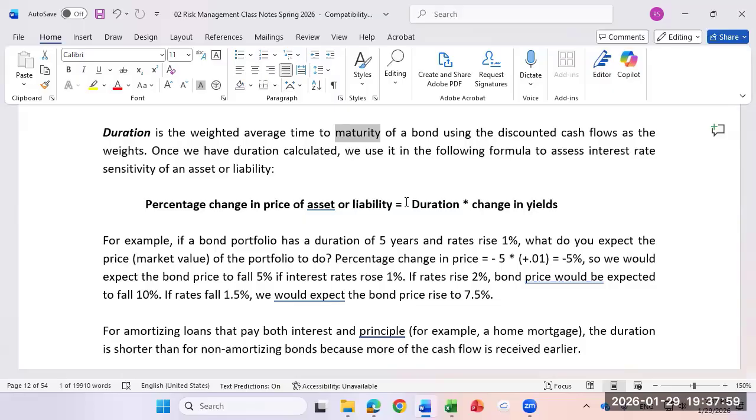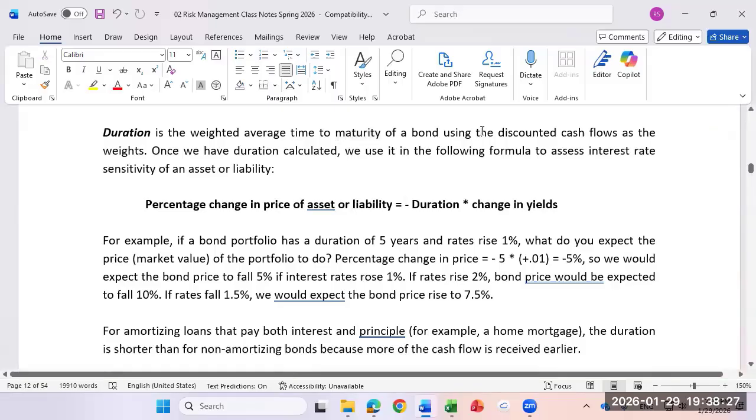Why are 30-year mortgages priced off of the 10-year Treasury? Because they have about the same duration. What about your auto loan? When you borrow money on an auto loan, you're paying interest and principal, and so a 5-year auto loan might have a duration of 2.4 years, because your cash flow is spread out pretty evenly there. So that's what duration is. It's the weighted average time to maturity, using discounted cash flows to weight.